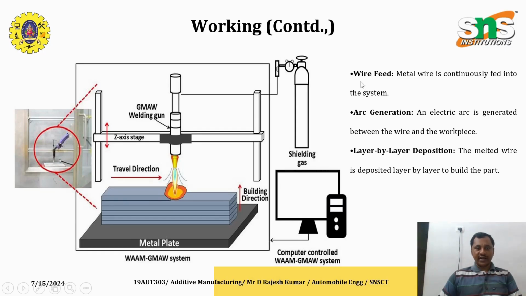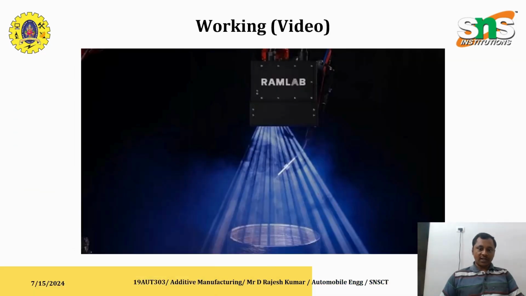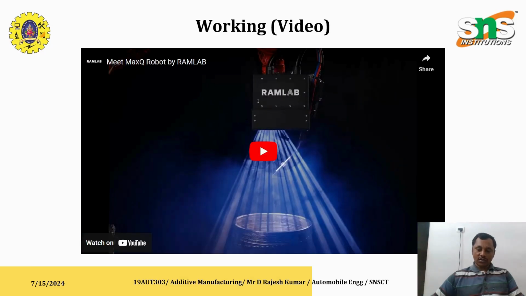So here the wire feed is the metal wire which is continuously fed into the system. For the deposition, an electric arc is generated between the wire and the workpiece. So here the metal is deposited layer by layer by melting the material. So the entire process is computer controlled. So it is otherwise called as wire arc additive manufacturing or gas metal arc welding system, or GTAW, that is gas tungsten arc welding. So let us see a video about the process.